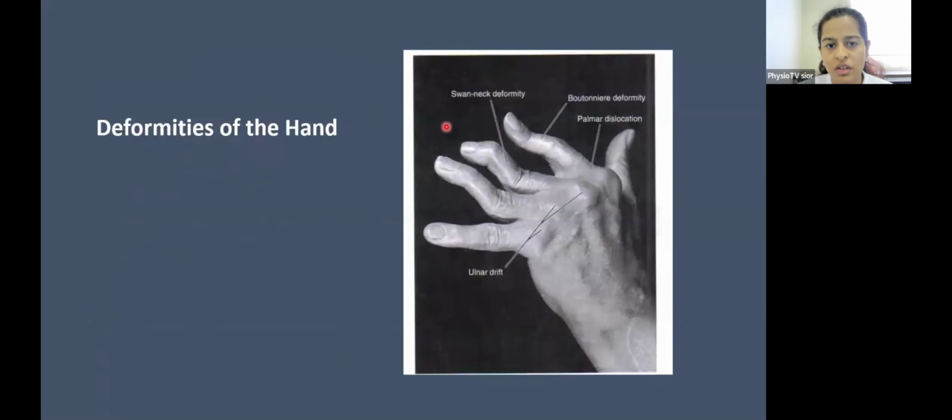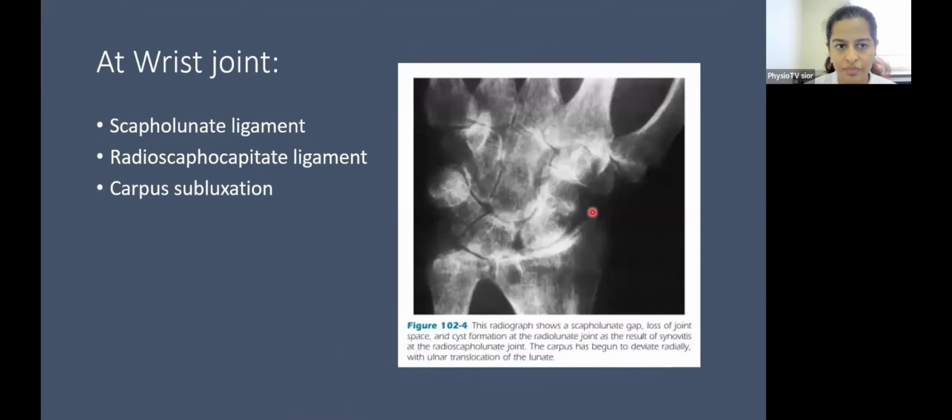These are the most common deformities seen in the hand. First is the boutonniere deformity. Second is the swan neck deformity. Then is the ulnar drift at the metacarpophalangeal joint and the palmar dislocation at the metacarpophalangeal joint. We'll see all of these and the pathomechanics in detail.